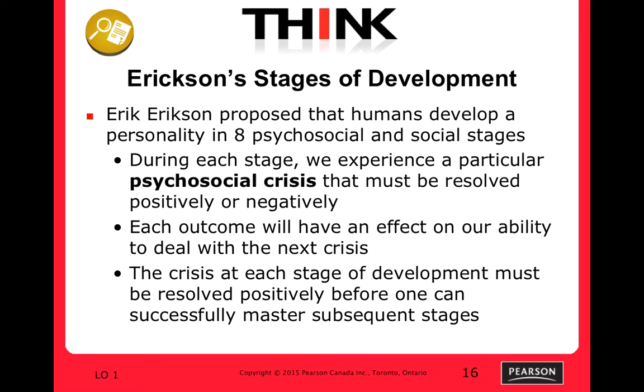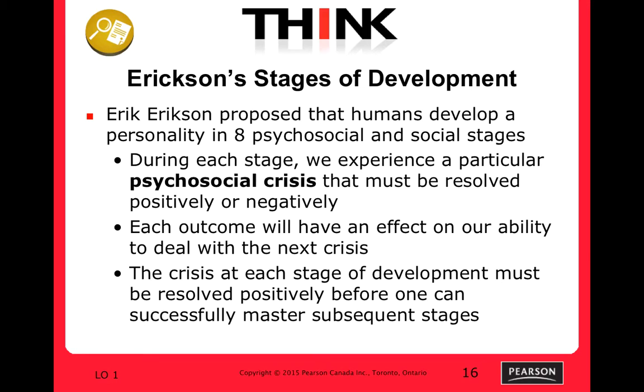All right, so the next person we're going to talk about is Erikson. So Erikson proposed that humans develop a personality in 8 psychosocial stages. So again, a little bit about psychology, a little bit about social interaction. And during each stage, we experience a particular crisis that either has to be resolved positively or negatively to move on to the next crisis. So the outcome of each will have an effect on our ability to deal with the next, since they sort of build off of each other. The crisis at each stage of development must be resolved before you can successfully master the subsequent stages.